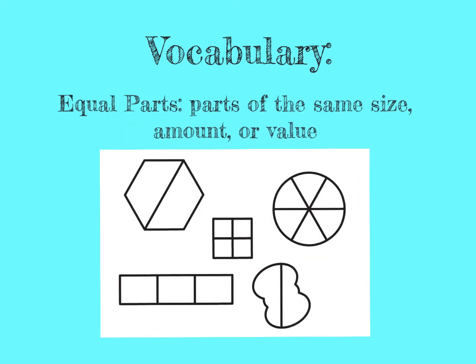Our last vocabulary word is equal parts, which are the parts of the same size, amount, or value. For example, if you look at the hexagon, it's split into 2 equal parts. If you look in the square, it's split into 4 equal parts. And if we look at the circle, it's split into 6 equal parts. Then if you look at the rectangle, it's split into 3 equal parts. And this shape is split into 2 equal parts.